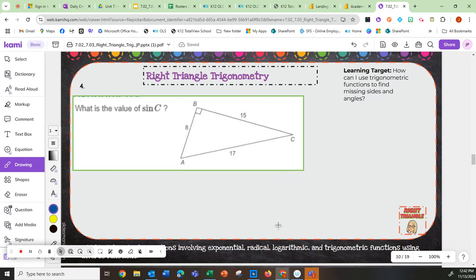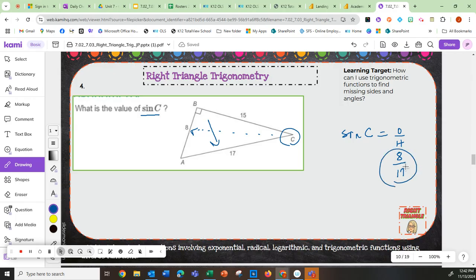All right, and this problem is asking you, again, for the value of the sine of C. So this would be, to me, an easier problem. Find angle C. Remind yourself that sine is opposite over hypotenuse. So you'll go opposite over hypotenuse. So that's going to give you 8 over 17, and that will not reduce. So that would be your answer.